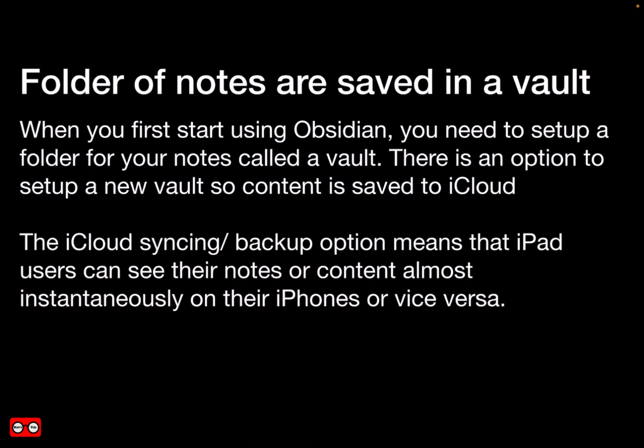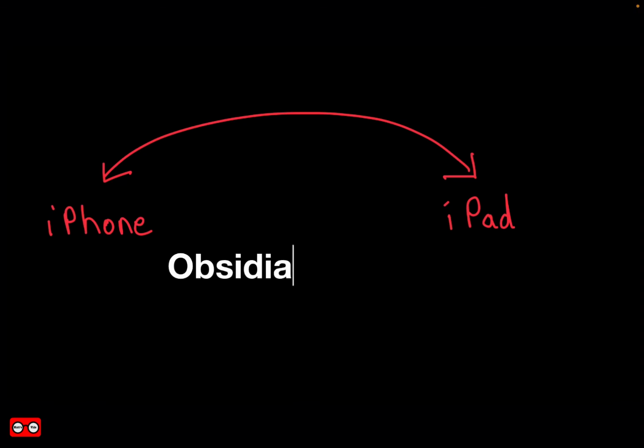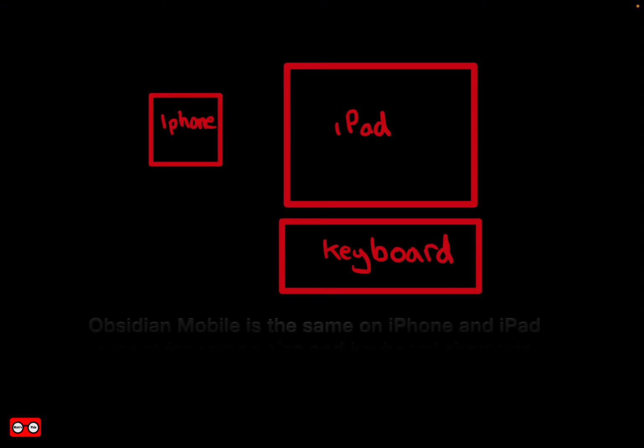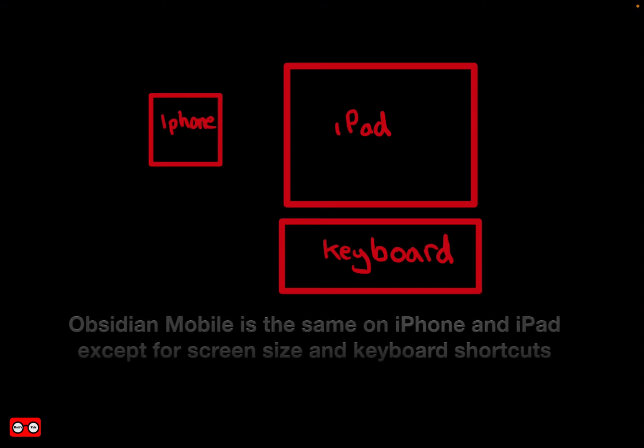Now, when you've defined the iCloud syncing or backup option, it means that when you create a note on the iPad version, it will automatically be synced to your iCloud. And that means if you're using Obsidian on the iPhone, you will get those notes straight away. And that syncing works in two ways. You can use Obsidian on the iPhone in exactly the same way to create your notes, and they get synced and you see them on your iPad.